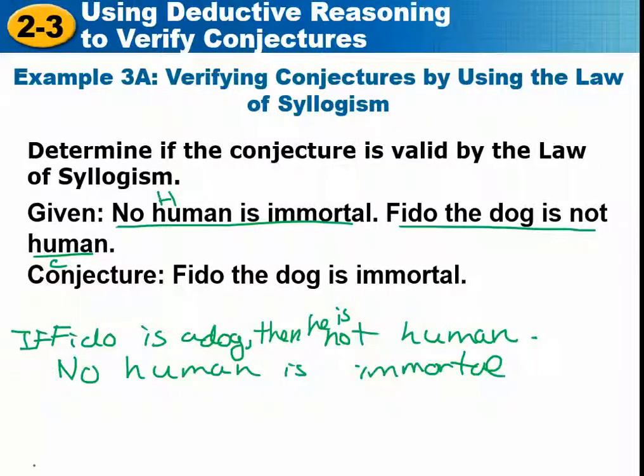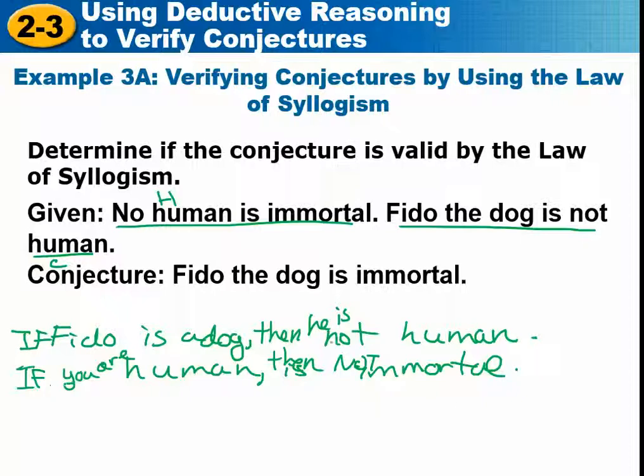And let's change the second sentence to an if-then. If you are human, you are not immortal? No. No human is immortal. Yeah, I think this would work: if you are human, then you're not immortal. Okay.